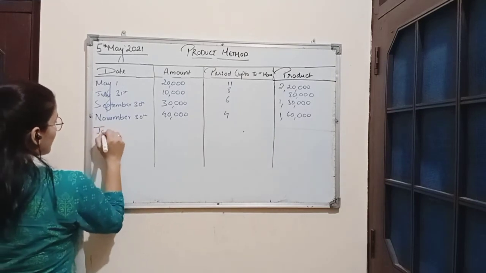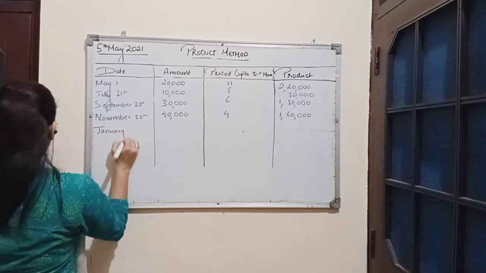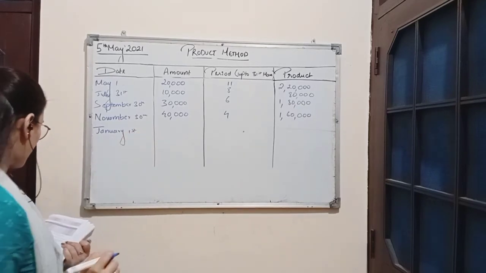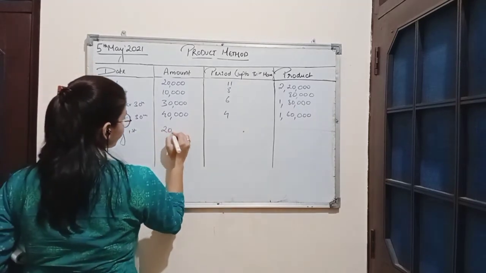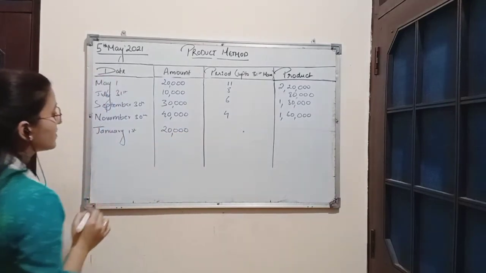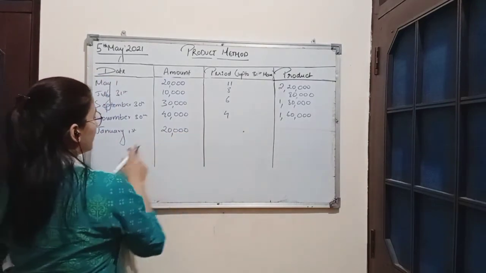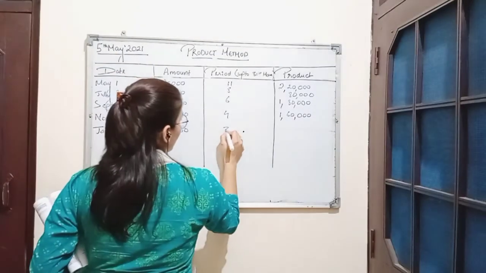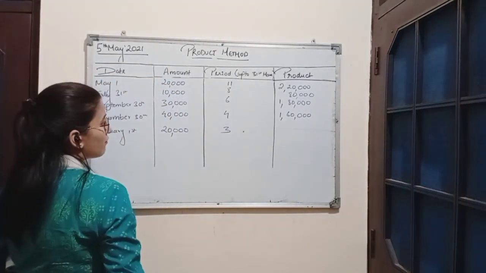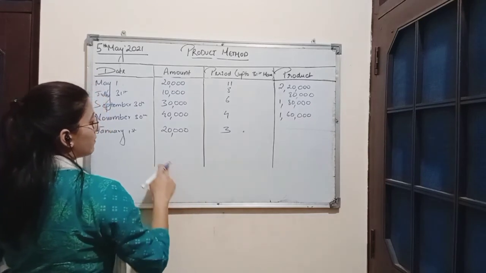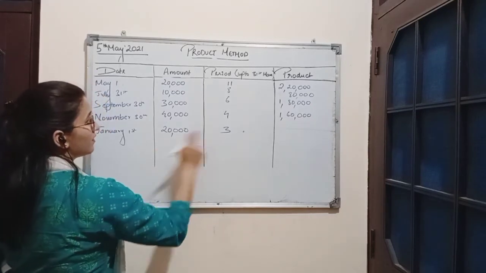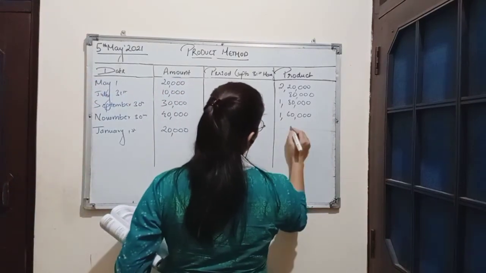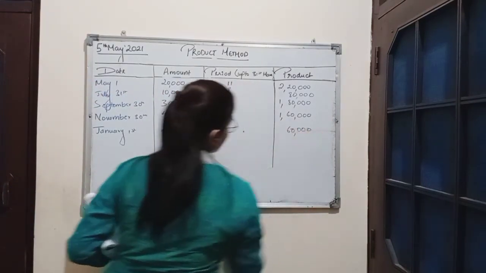Next, she has withdrawn the amount of drawing on January 1st. Amount is rupees 20,000 and the time period from 1st January to 31st March is 3 months. So if we calculate the product by multiplying amount, which is 20,000, by period, which is 3 months, so 20,000 into 3 is 60,000.